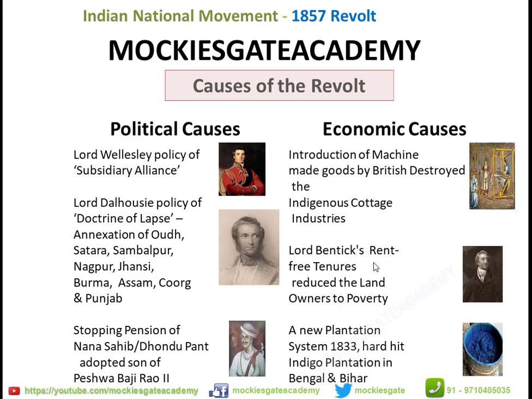Then Lord Bentinck's rent-free tenures reduced the landowners to poverty. Then a new plantation system was introduced in 1833: indigo plantation in Bengal and Bihar. These all were the economic causes.